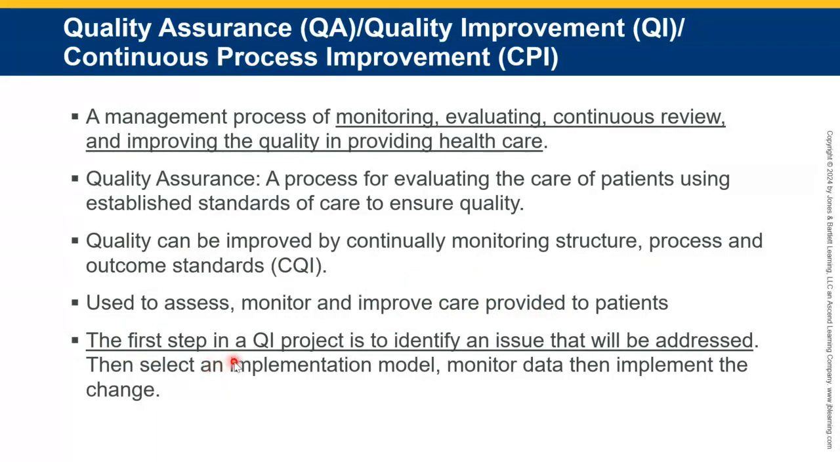The first step in a quality improvement project is to identify an issue that will be addressed. We have to identify what the issue to be addressed is. Then we select an implementation model, monitor data, then implement the change. And that's pretty basically how a quality improvement project will proceed.